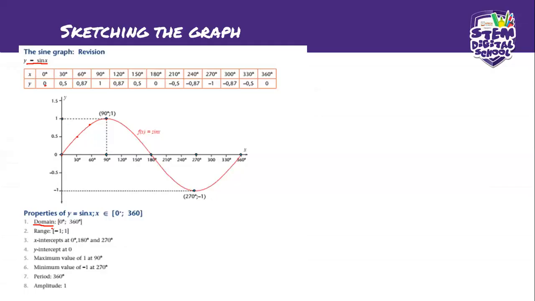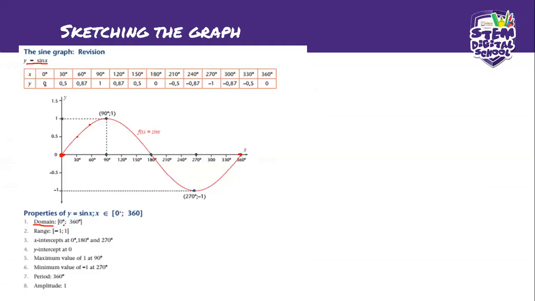we are referring to what? To the x values, right? We are referring to the x values. So every time you are asked to determine the domain, you only focus on what? On the x-axis, right? Then you check where the graph starts. Now in this case, our graph starts at this point. Where does the graph end? Our graph ends at this point.